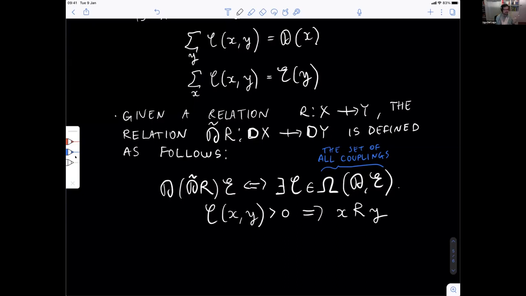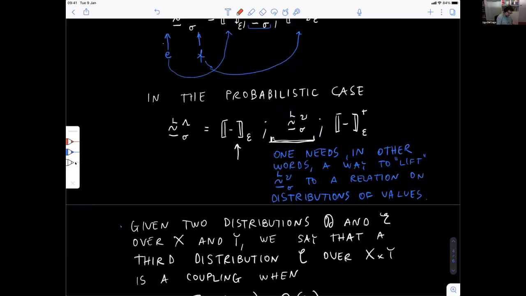So all this was just to find a way to lift a relation on values up to a relation on distributions of values. But then, we are almost done. What we would like to do, and it actually works quite well, is to take this idea, go up here, and we don't need to do anything else. The whole meta theory actually stays the same.